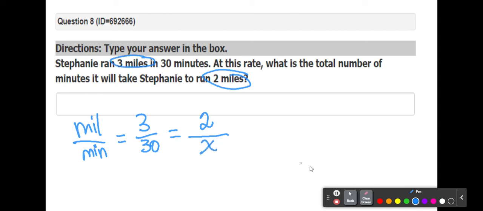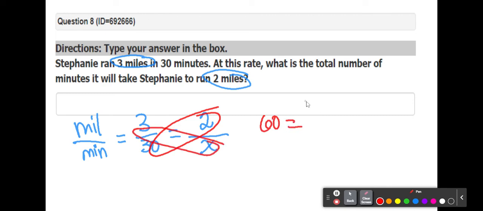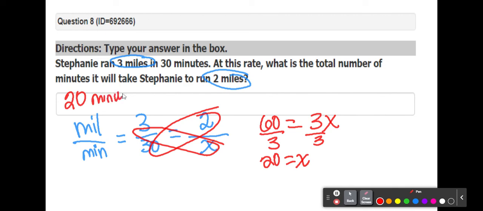And I'm going to cross multiply to figure out this x. So I'm going to do 30 times 2 is 60. 3 times x is 3x. I'm going to divide both sides by 3. And then 20 equals x. So I hope most of you just put 20 in there. I think you could have put 20 minutes, but I think just putting the number is always safe with these, enter your answers into the box.